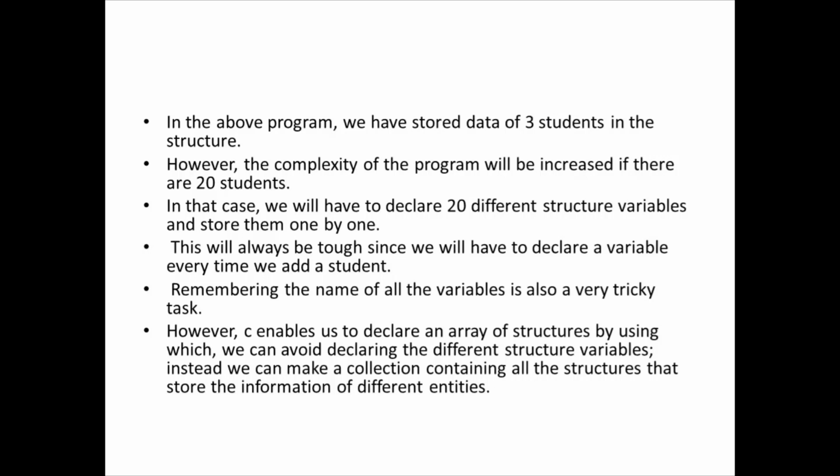However, C enables us to declare an array of structures, by using which we can avoid declaring different structure variables. Instead, we can make a collection containing all the structures that store the information of different entities. So what is an array? An array is a collection of similar data types only. In the array of structures, we are going to store, for example, 20 students' information. Instead of declaring 20 variables S1, S2 and so on, we are going to declare one structure array.